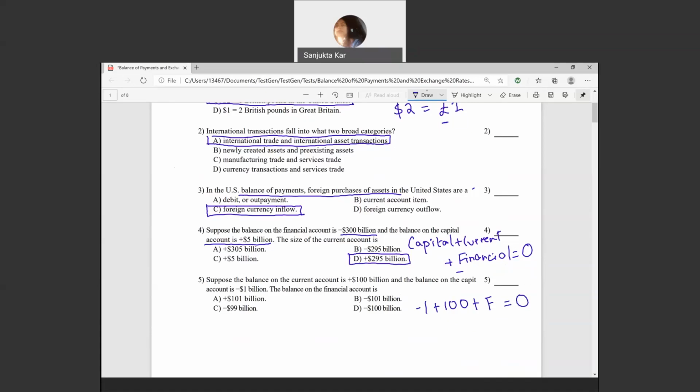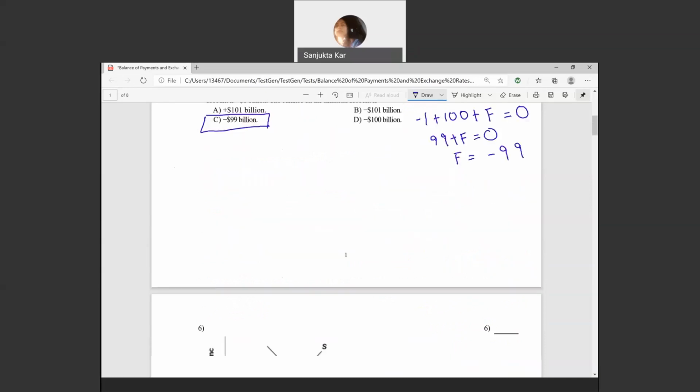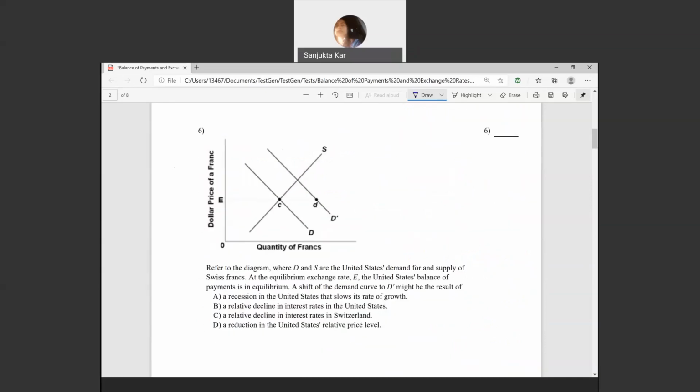So 99 plus financial is equal to 0. So my financial account is going to be equal to negative 99. Remember, if you change sides, positive becomes negative and vice versa. Alrighty, question number 6.